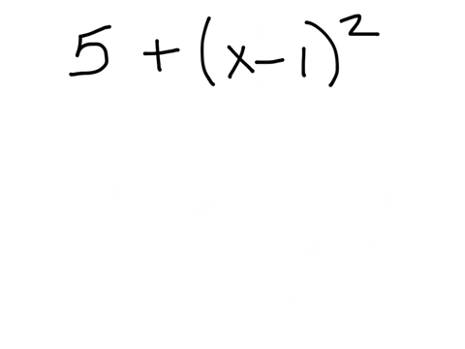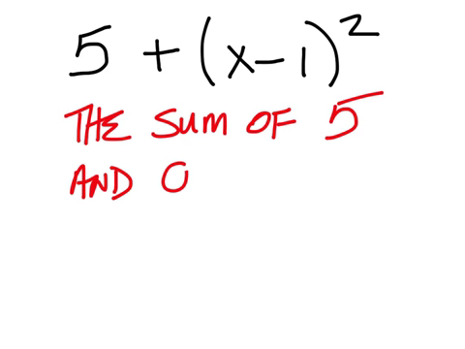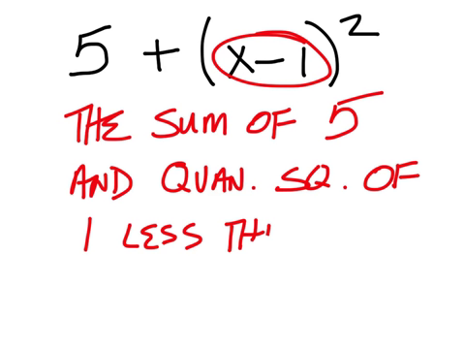Where should I start in this problem? The sum of 5. You can start with the 5, and what would I say? The sum of 5 and the quantity squared of 1 less than a number. That's right, the sum of 5 and the quantity squared, abbreviating, of, and how do we say this part? 1 less than a number. That is right.